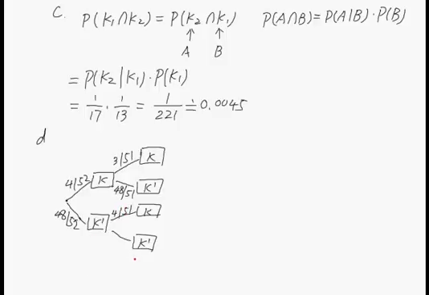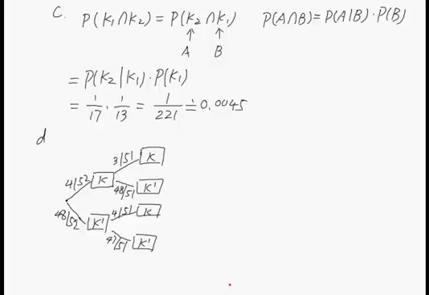Then how many non-kings are available for the second draw? 47. Okay, so 47 over 51. Then we finish the tree diagram for this problem. And this just tells us the relationship between the results in the first stage and the second stage. This tree diagram is very useful for conditional probability.